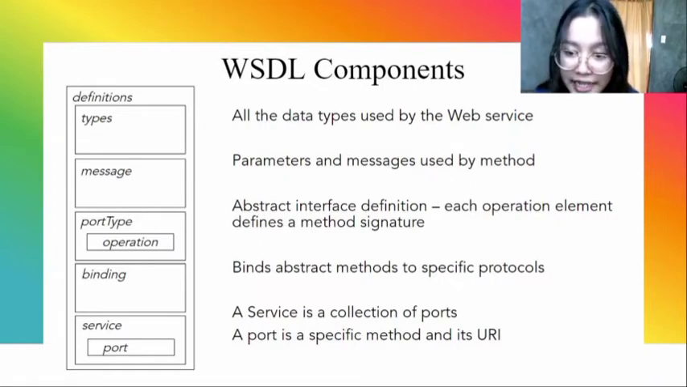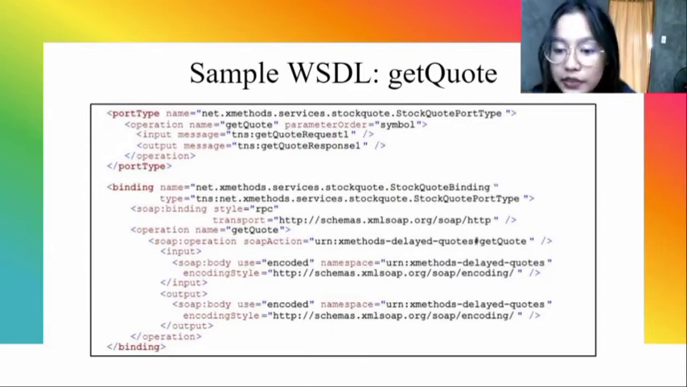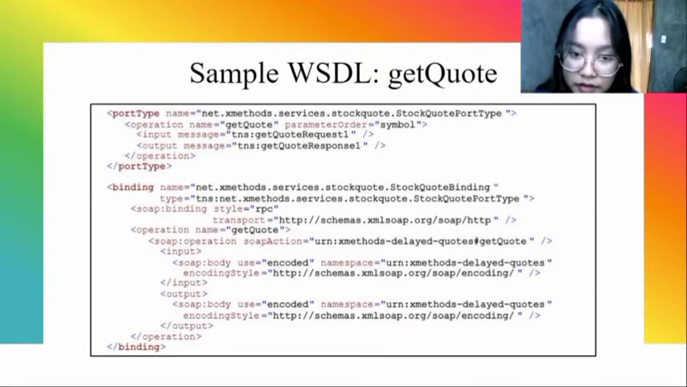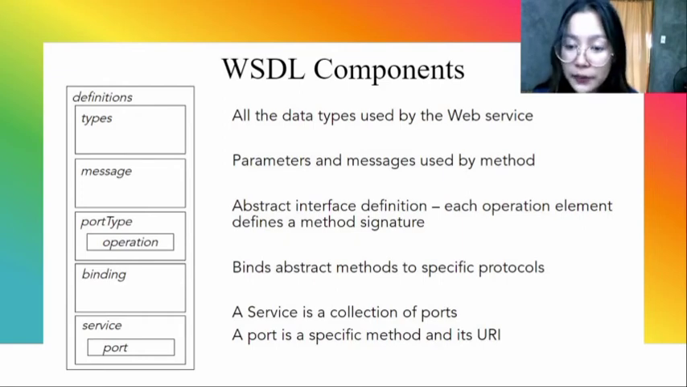Ito pong binding, it has three SOAP extension elements. The first one is SOAP binding. It declares where the file will be transported or sent. Second is SOAP operation, kung ano every operation yung isesend natin, which is yung getCode. The last one is SOAP body, which specifies the detail of input and output of the message and the namespace URN associated with the specified service.